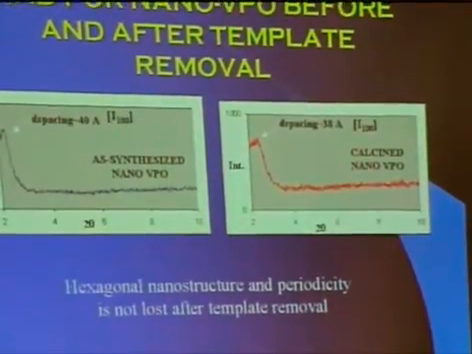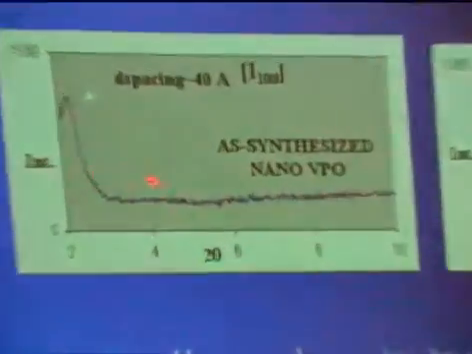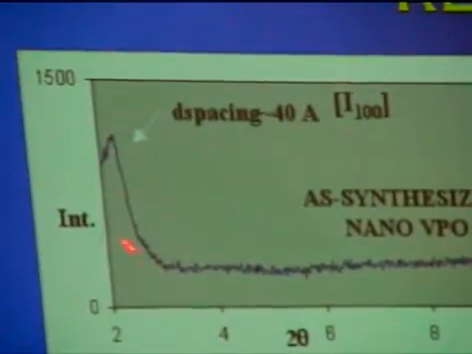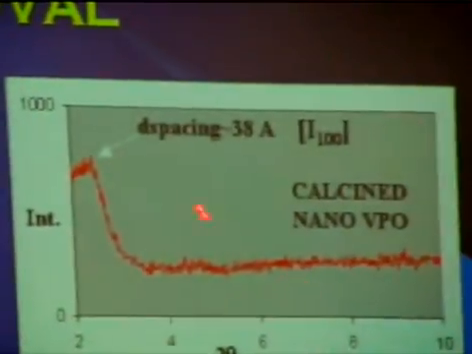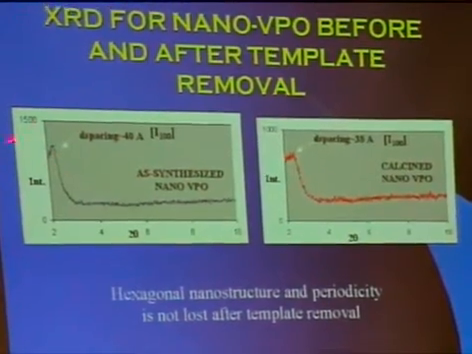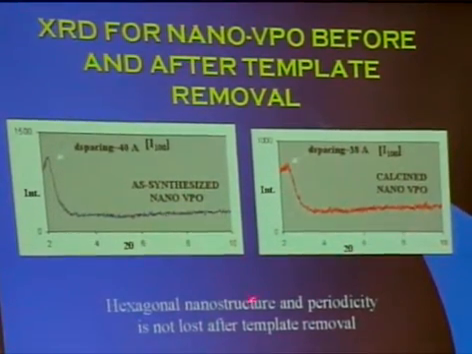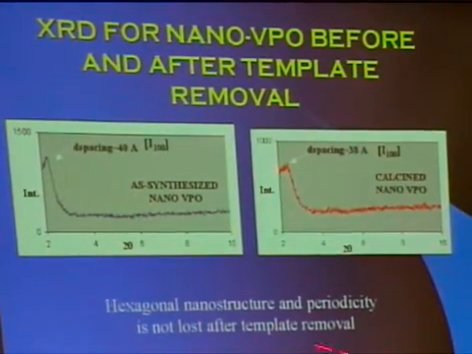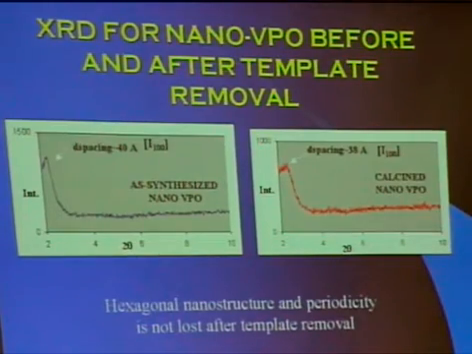And I'm illustrating this idea here, comparing two XRD patterns for fresh nano-VPO and for calcined nano-VPO. We have the reflection here, so periodicity is not lost after template removal.